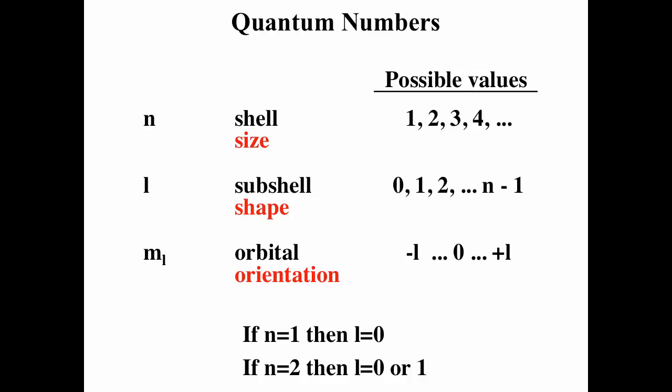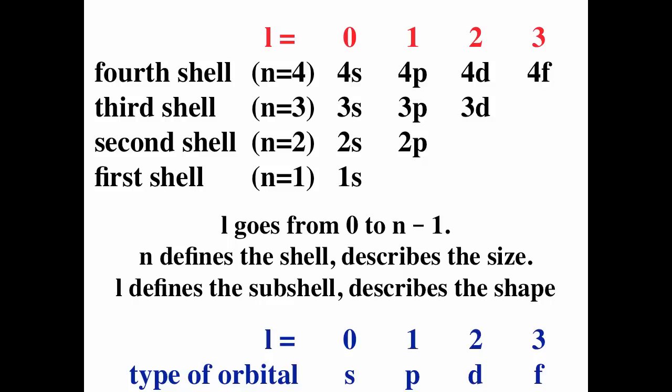When L equals 2, that corresponds to d. M sub L can be minus 2, minus 1, 0, 1, and 2. And so that's why there are 5 d orbitals per subshell. And so if we look at the first shell, n equals 1, L can be 0, and so that gives us just the 1s.